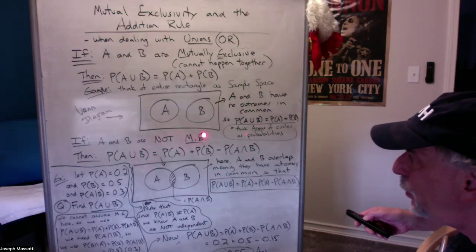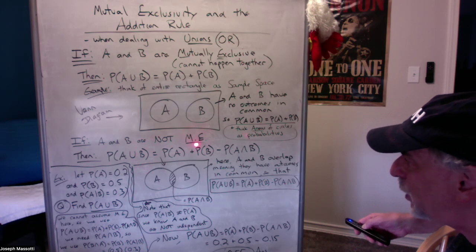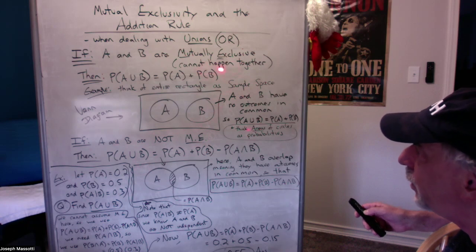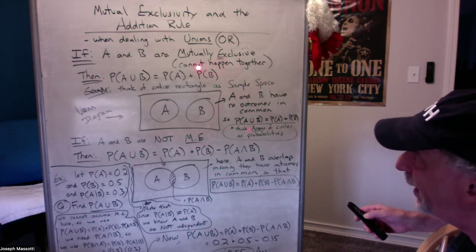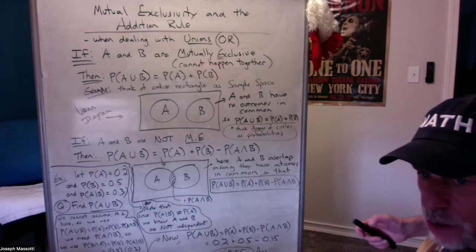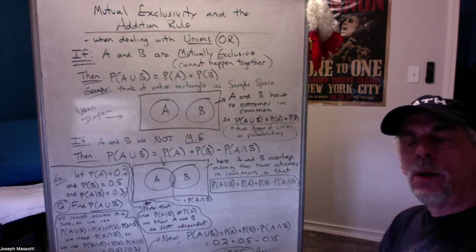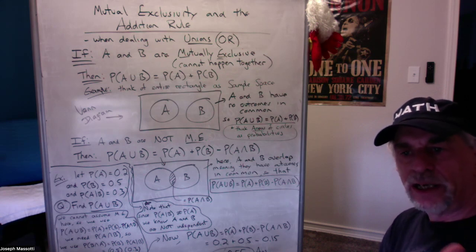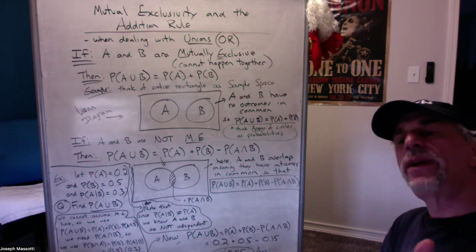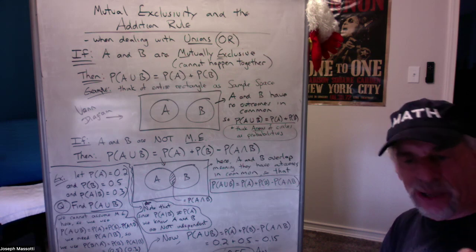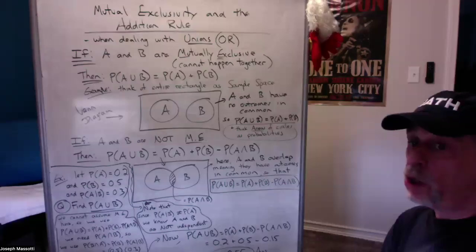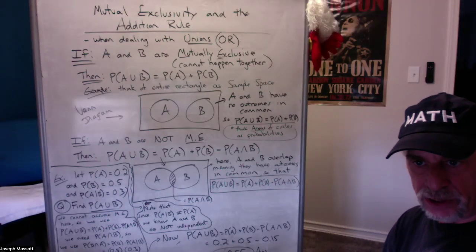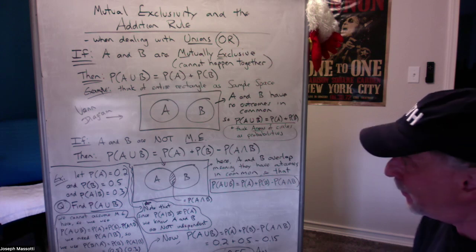Now, if they're not mutually exclusive, ME for mutual exclusivity, well, that means there's a possibility that both things can happen at the same time. So think about the events of picking a card from a deck of cards. Let's say one event is picking a queen, one event is picking a diamond. Well, you could get a queen of diamonds, right? So that's an example of two events that are not mutually exclusive. They can happen at the same time.